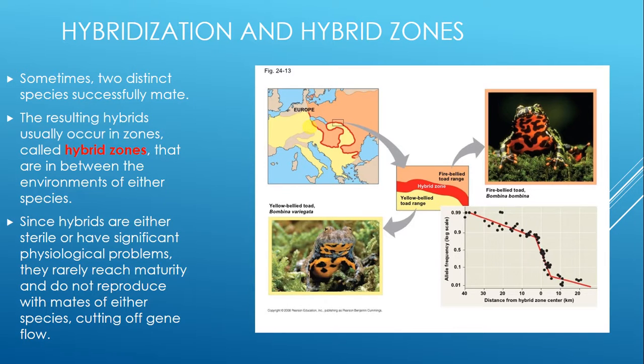So for example, in Central Europe, we've got the fire-bellied toad and yellow-bellied toad. One lives in Eastern Europe, one lives in Western Europe, and this border in between is the hybrid zone, where hybrids between these two species mating occurs. Since hybrids are either sterile or have significant physiological problems, they rarely reach maturity and don't really reproduce or mate with other species, cutting off that gene flow.